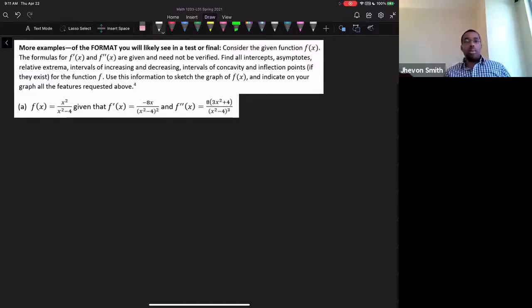Right. And the problem statement is also going to be very similar, right? So I'll do something like this. Consider the function f of x. The formulas for the derivative and the second derivative are given, and you don't need to verify them. Find all intercepts, asymptotes, relative extrema, intervals of increasing, decreasing, intervals of concavity, inflection points, assuming they exist, of the function. Use that information to sketch the graph.